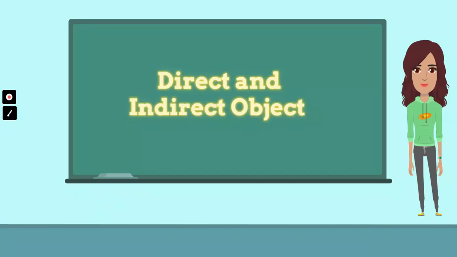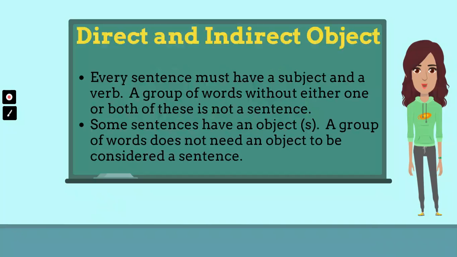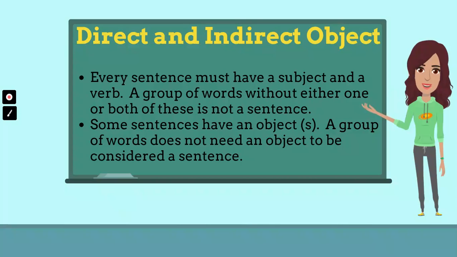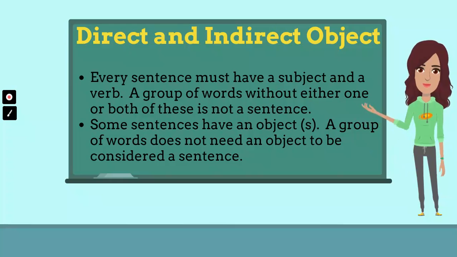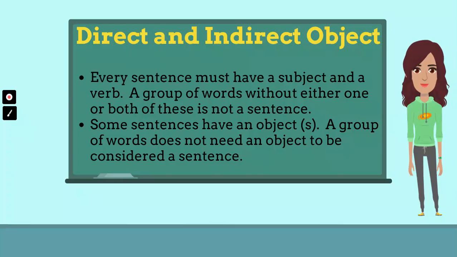Today's lesson will focus on the direct and indirect object in sentences. Every sentence must have a subject and a verb. It is true to say that a group of words without either a subject or a verb, or without both of these, is not a sentence.